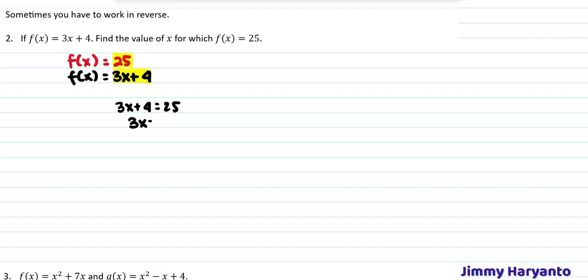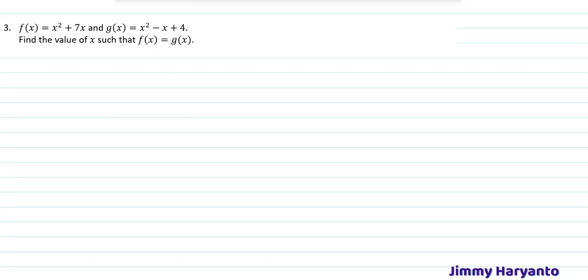That means 3x equals 25 minus 4 equals 21. So x equals 21 divided by 3, x equals 7. So the question wants you to find the value of x. That means x equals 7. As simple as that. Okay, next question 3.